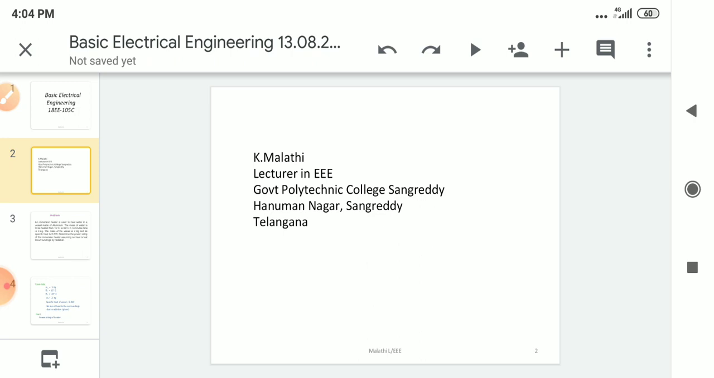When an electrical appliance is connected to the supply, it produces heat. So what is the input of these appliances? We are giving electrical energy. And what is the output? The output is thermal energy. Here the conversion of electrical energy into thermal energy is taking place. That's why it is called heating effects of electric current.